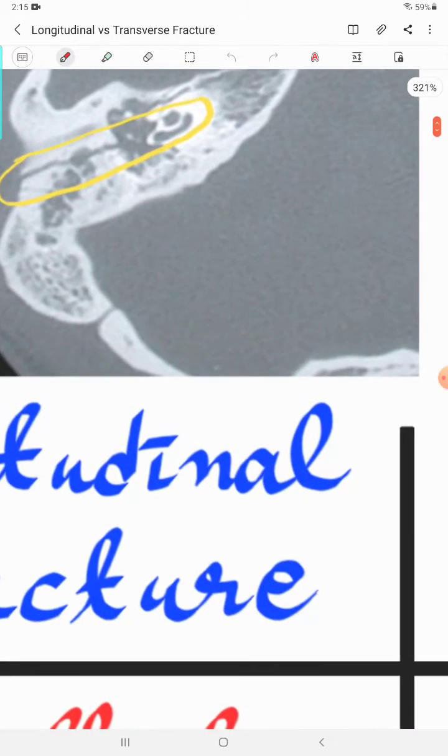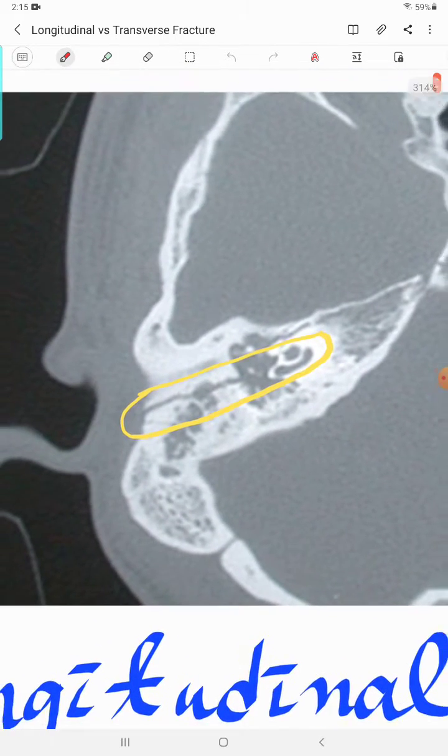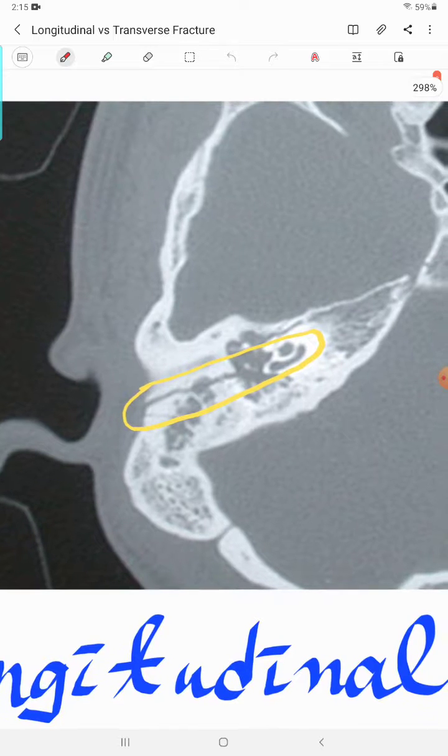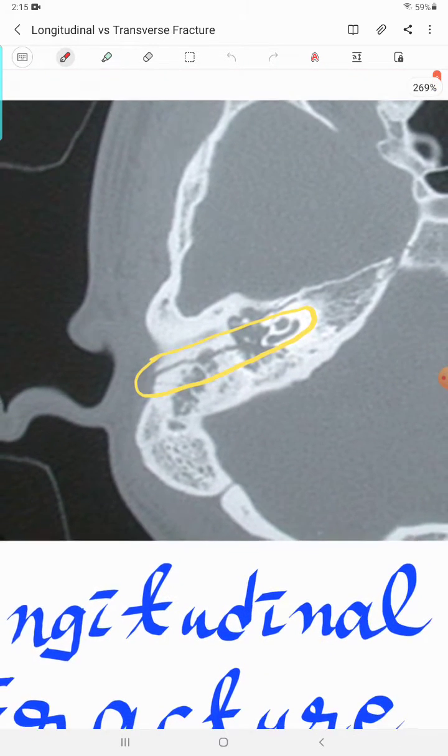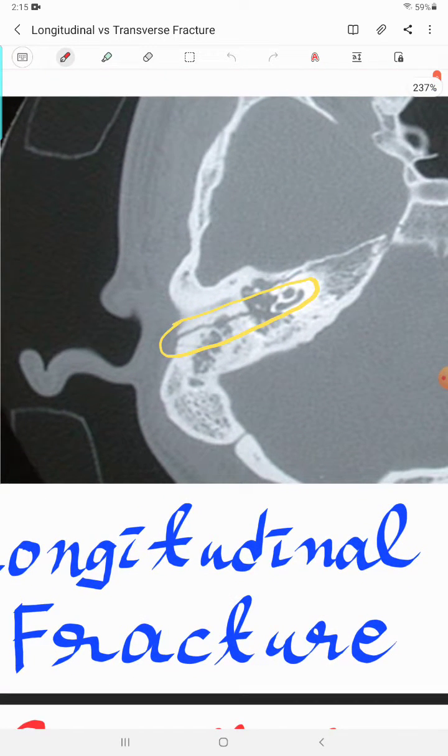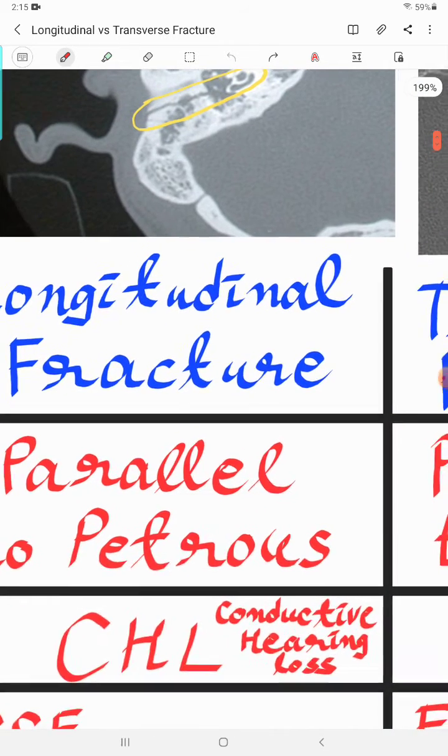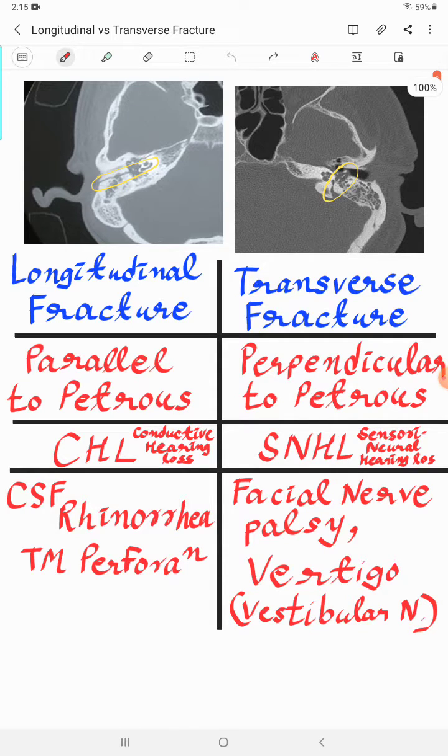So here, as you can see, this is a high resolution computed tomography scan of the temporal bone. Here you can see the fracture line. This fracture line is passing parallel to the petrous temporal bone. So in longitudinal fracture, the fracture line passes parallel to petrous temporal bone.